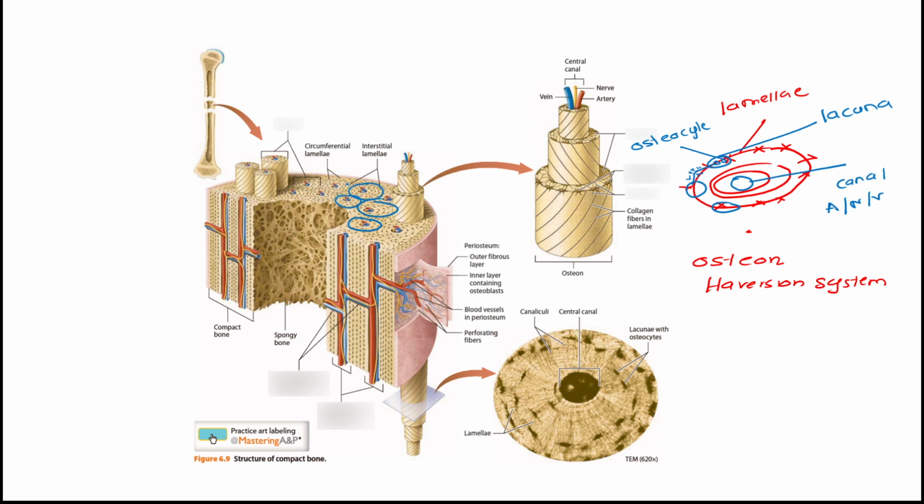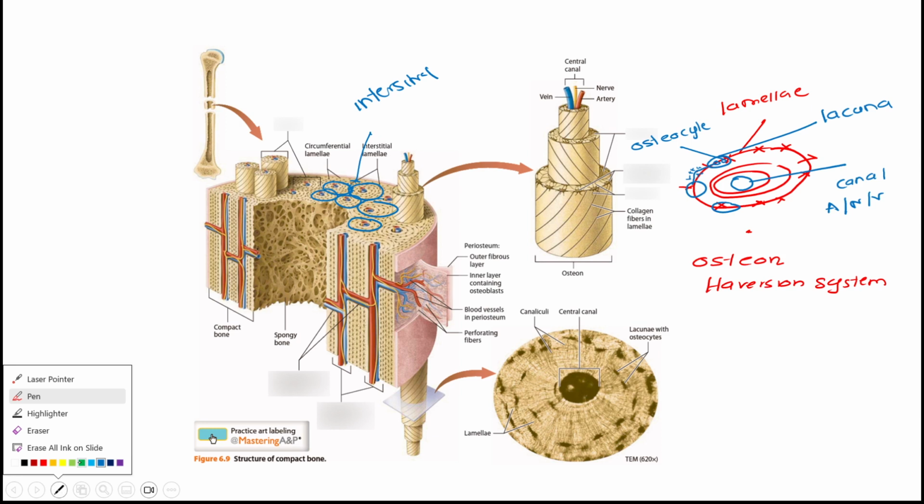Now, apart from this, these are the lamellae. There are interstitial fibers which are found in between two Haversian systems or osteons that are present in the vicinity. These are known as interstitial lamellae. Now I'll use some other color. So between two osteons, you find interstitial lamellae.